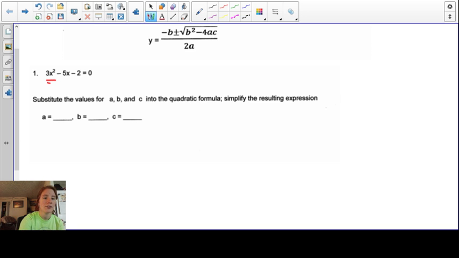So here's my a. My a is not the variable, it's just a number. So 3. B is going to be in front of my x term, along with the signs, so -5. And c will be the constant, or the term with no variables. Again, bringing the sign with it, so -2.